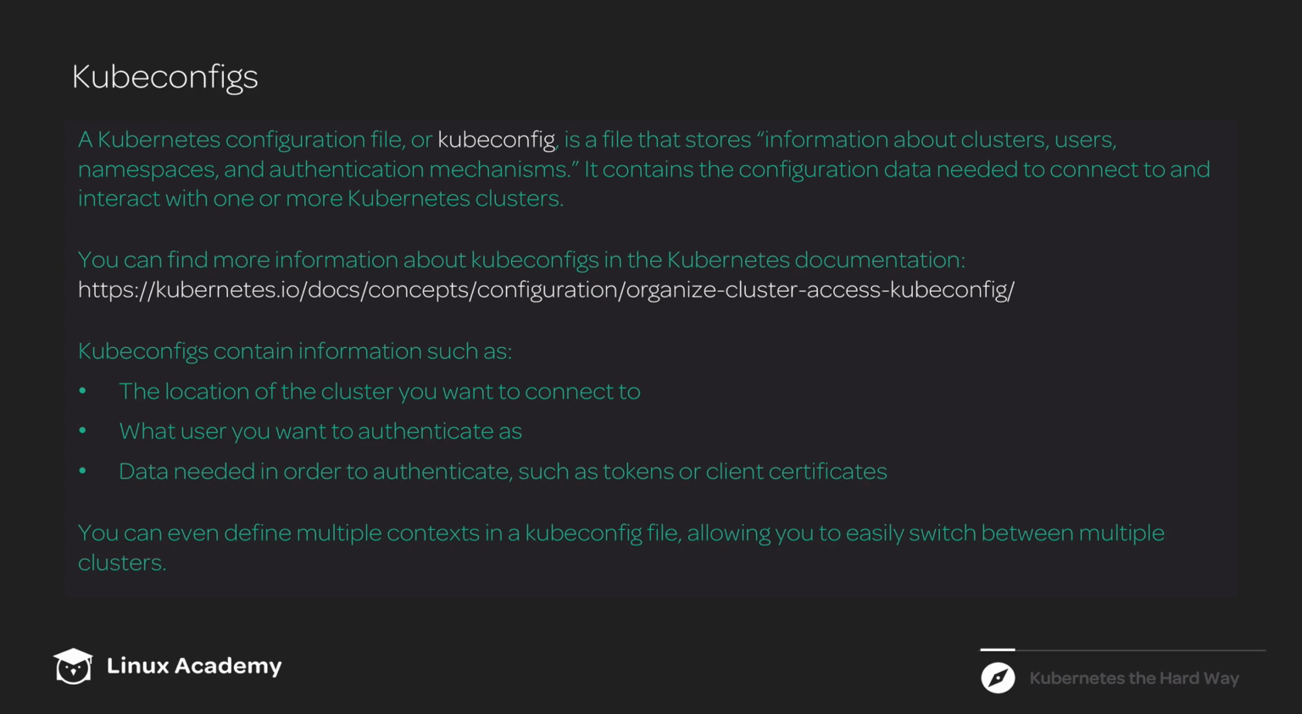So here's a list of the kind of information that kubeconfigs can contain. It will tell us where our cluster is located. It will tell us what user we want to use, as well as our tokens or client certificates that we're going to use to authenticate.